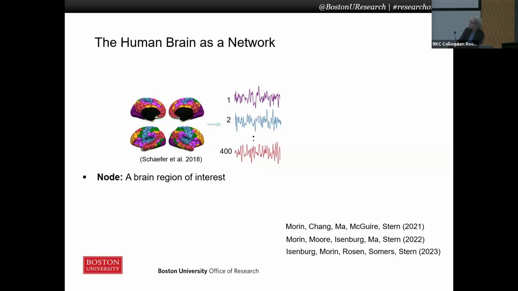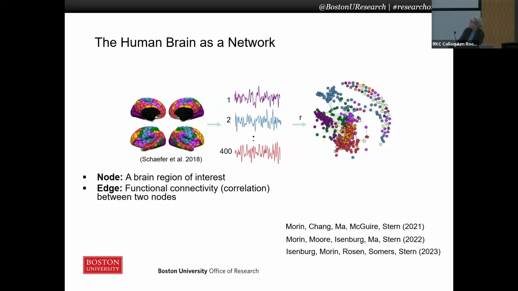A node is just basically a brain region of interest, so shown here. We can also define edges, which is basically just functional connectivity or a correlation between two nodes. And for us, we're using the BOLD signal to create these edges. And we can also develop communities, which is basically a group of nodes, which can be defined in an a priori manner or a data-driven manner. So I'm going to show you some of that in the next slide.